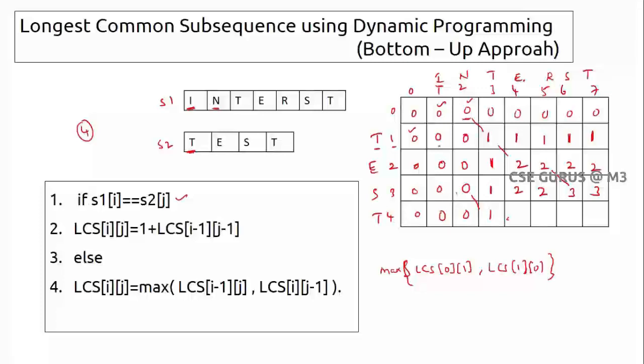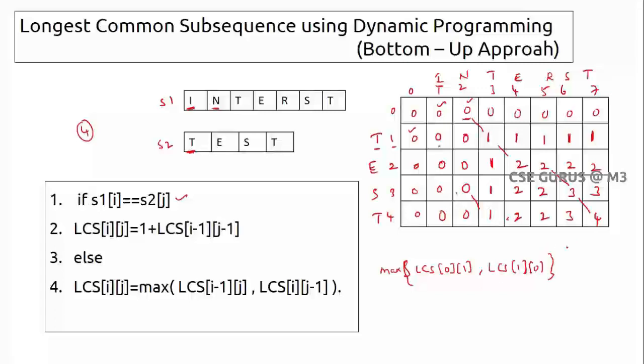Yeah. Now T and E not matching, so what is the maximum of 1 comma 2? 2 here. Okay, even though you got 1 here, it reflects nothing, right? So anyway you will get the maximum here. Now T comma R, which is maximum of these two, not matching, so 2 only. Next T comma S not matching, 2 comma 3, what is the maximum? 3. Now finally T comma T, yes, matching. So 1 plus 3, which is 4.